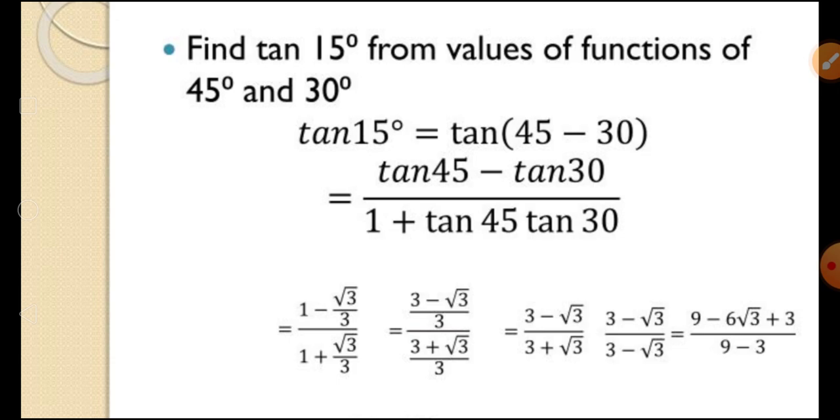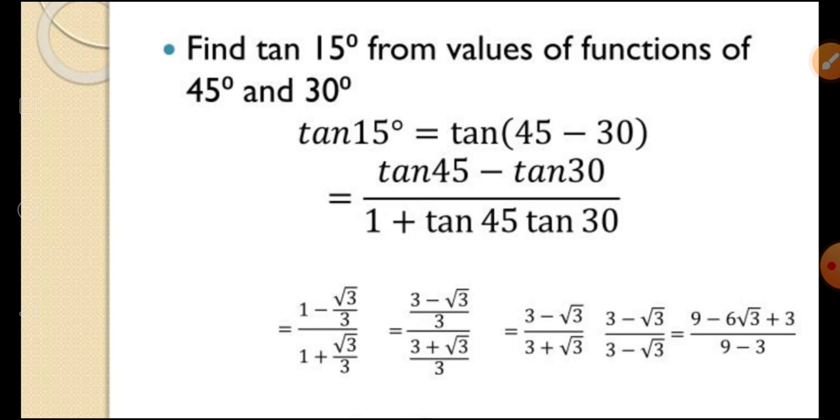So use the identity tan alpha minus tan beta divided by 1 plus tan alpha tan beta. Now substitute the values for alpha and beta. We have tan 45 degrees minus tan 30 degrees divided by 1 plus tan 45 degrees tan 30 degrees. Tan 45 degrees is 1 and tan 30 degrees is 1 by root 3. So in the second term you multiply and divide by root 3. We have 1 minus root 3 divided by 3.